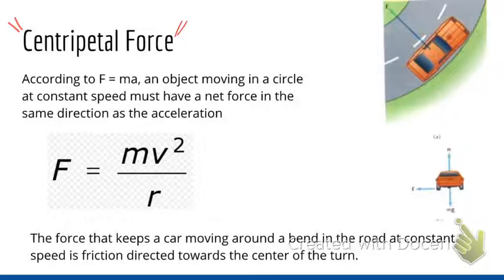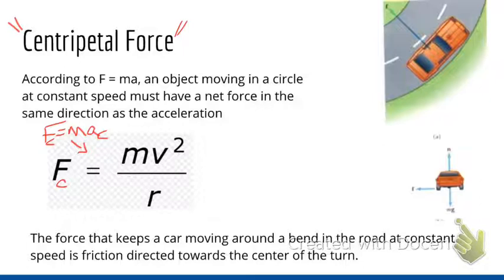So centripetal force, if you think of F equals ma, if you're talking about a centripetal acceleration, then that means that you're going to use a centripetal force. Okay, so if we rewrite this, the centripetal force is equal to mass times the velocity squared divided by r, based off of our equation from last time.